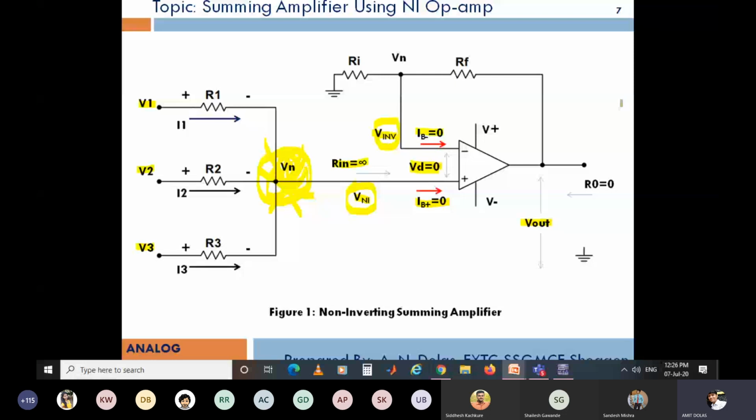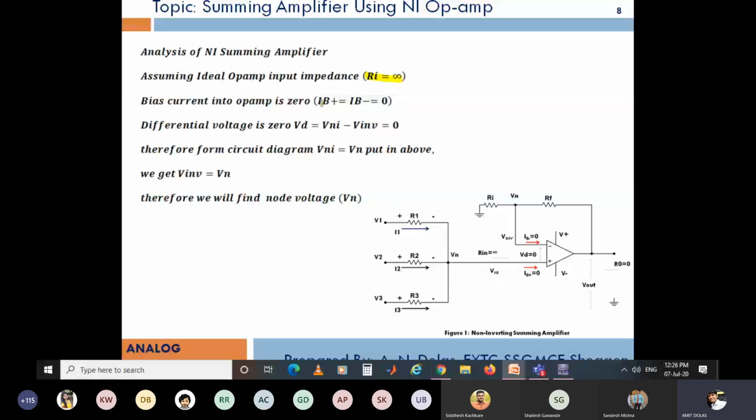So again, analysis of the summing amplifier, assuming ideal op amp: input impedance infinite, bias current 0, differential voltage non-inverting minus inverting is 0. Therefore, whatever is the voltage at the non-inverting terminal will be similar to the inverting terminal. What is the voltage at the non-inverting terminal in this circuit? Vn, which is unknown. And we will calculate this Vn in terms of V1, V2, V3 and R1, R2, R3 on the next slide. Therefore, from the circuit diagram, non-inverting terminal voltage is Vn.